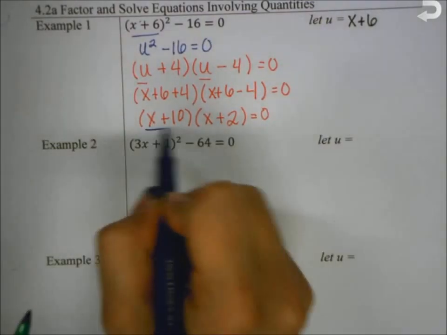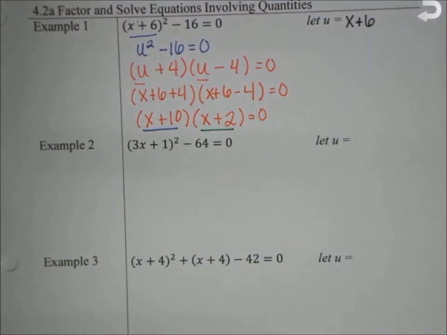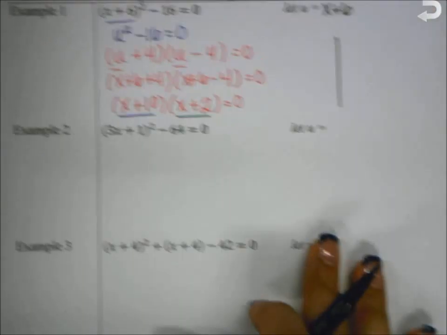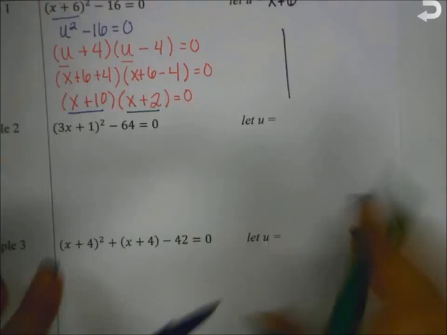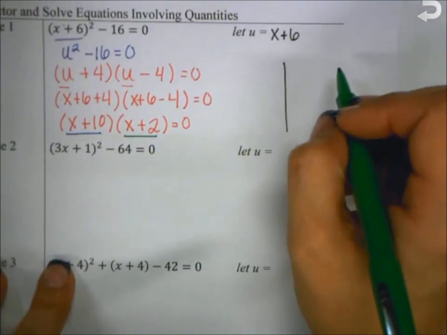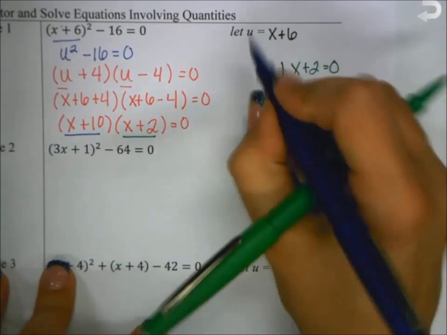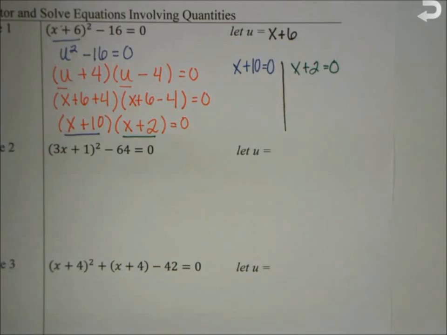So what do I do here? I set each one equal to 0. So I make the T-chart to keep everything organized. And I have x plus 2 equals 0, and x plus 10 equals 0. Can we all solve that, please? Who can tell me how I solve the blue one?